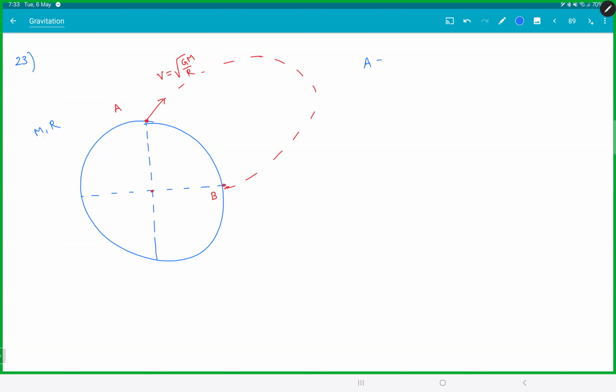So A is the pole. Someone launched a particle with orbital velocity from the pole. It went and landed on the equator. So there is some angle theta. We don't know that, it is not given. But it is projected in such a way that it goes and lands there. So a projectile launched from A lands at B. Find the time taken.